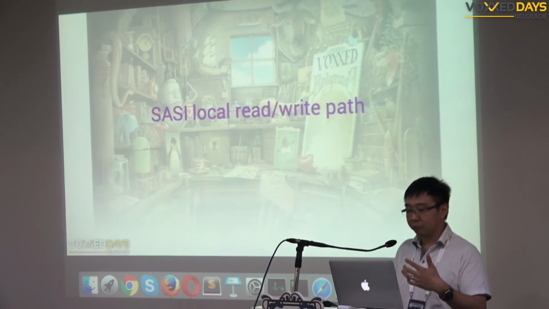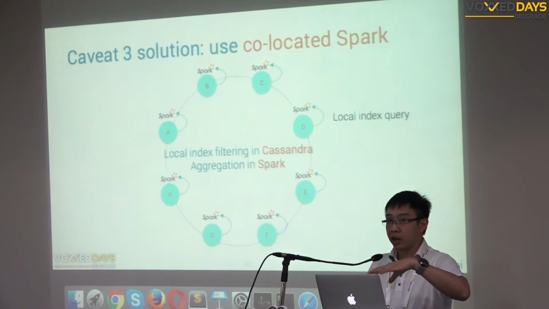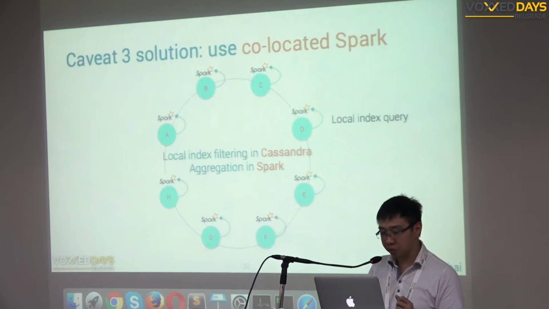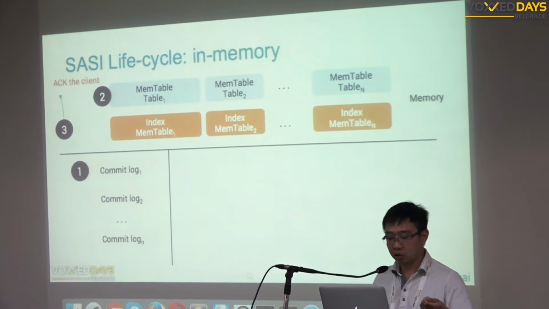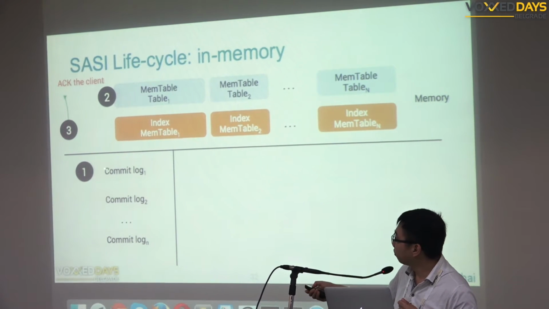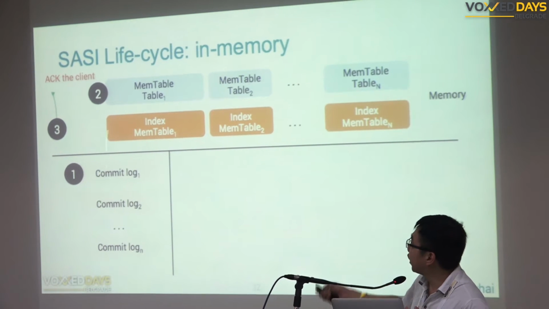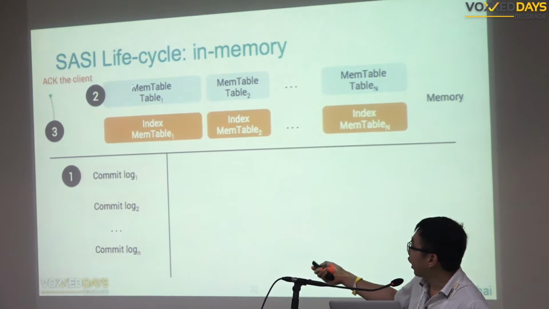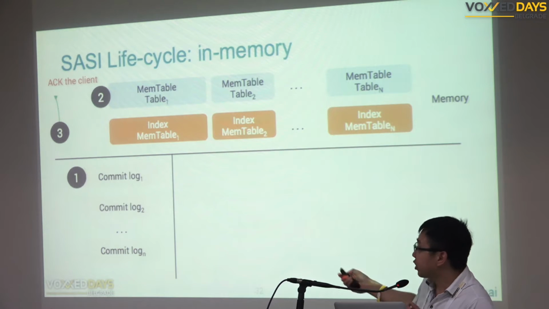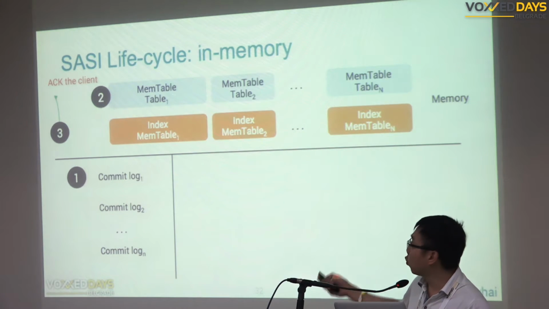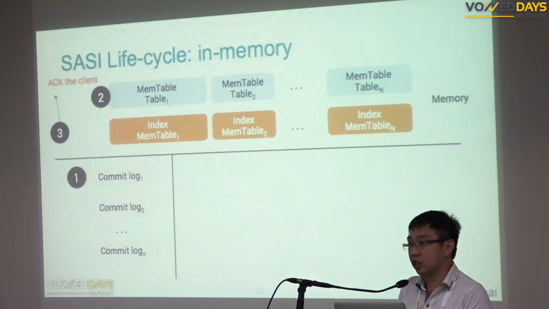Let's dig into the read and write path. So this is how it works on the cluster. Now, how does it work on a single machine internally? Every time you insert data into Cassandra, the data goes first to the commit log to guarantee durability. Then we put the data in memory. And after that, we acknowledge to the client that the data is written. But at the same time, because you have an index, we also create an index mem table, which contains only the index data.